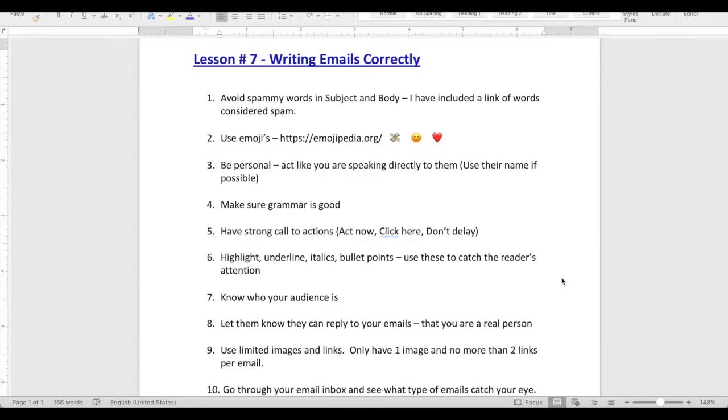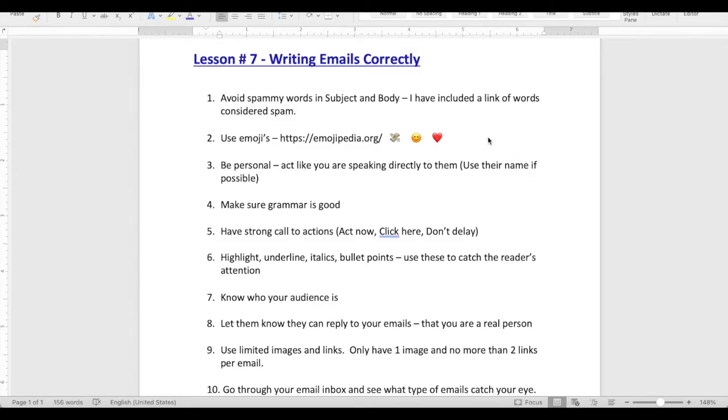This is something you really, really want to fine tune. People call it copywriting, but you want to fine tune how you write your emails, because this is going to be a big difference in your open rates, your click through rates, and all that stuff. So let's jump into these things because, again, writing emails correctly is very important.